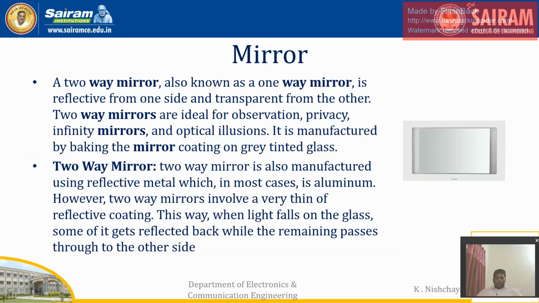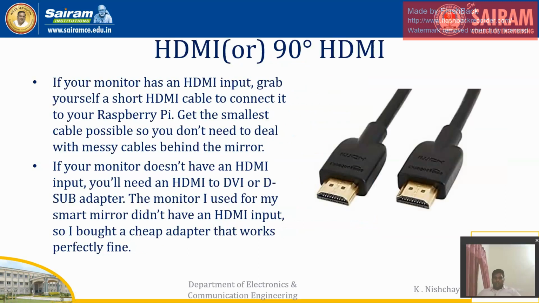A two-way mirror is also manufactured using a reflective metal, which in most cases is aluminum. However, a two-way mirror involves a very thin reflective coating. This way, when light falls on the glass, some amount of the light will be reflected back, and the remaining will pass through the mirror.